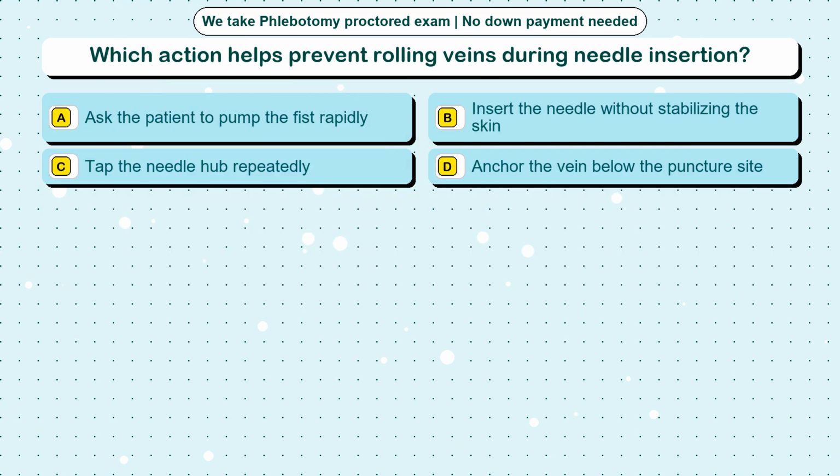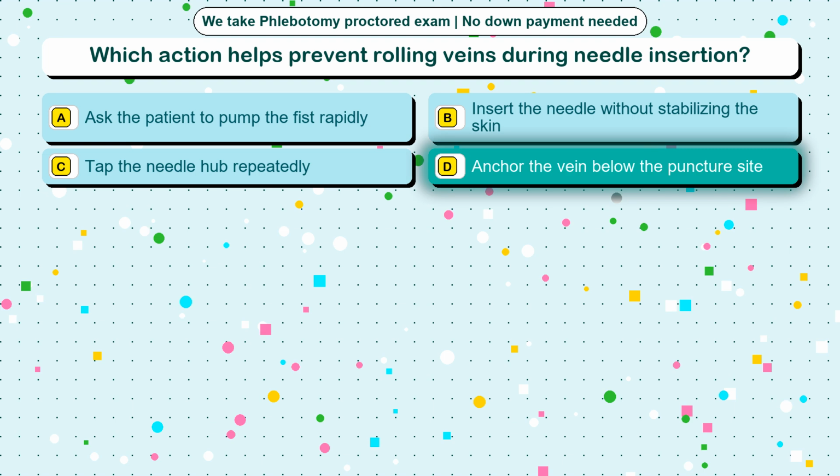Question 2. Which action helps prevent rolling veins during needle insertion? Option A. Ask the patient to pump the fist rapidly. Option B. Insert the needle without stabilizing the skin. Option C. Tap the needle hub repeatedly. Option D. Anchor the vein below the puncture site.